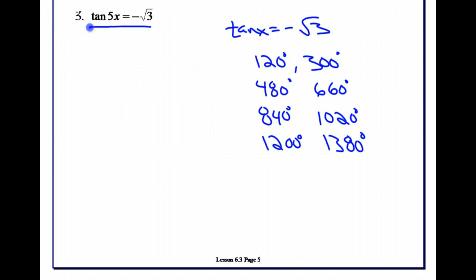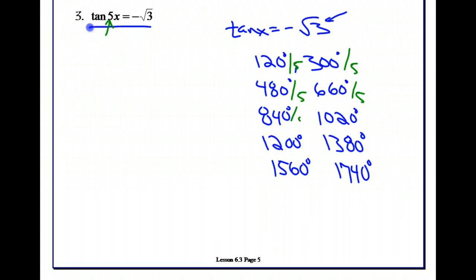1380. And one more set, add on a 360, and it looks like 1560. And a 360 here is 1740. All right, look at all those. Normally we get 2 answers. With the tangent of 5x, we get 5 times as many. We get 10 answers. But because there's a 5 in there, make sure we divide all these answers by 5. So divide every one of these by 5.